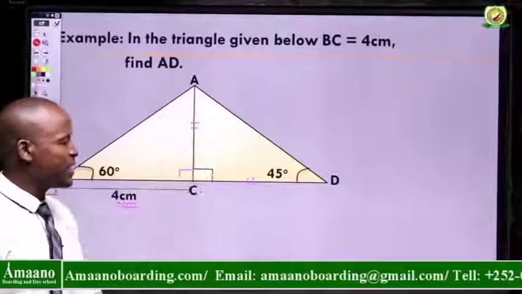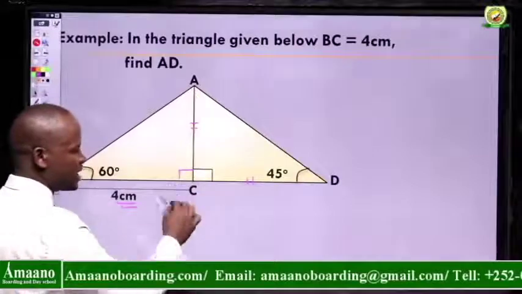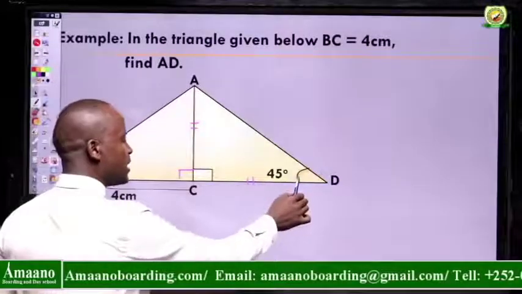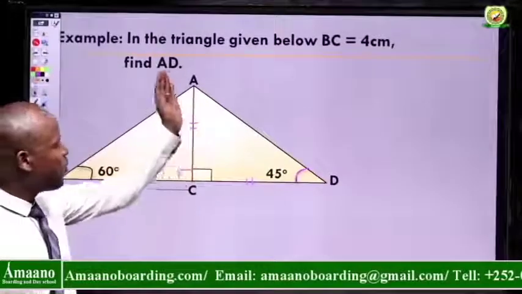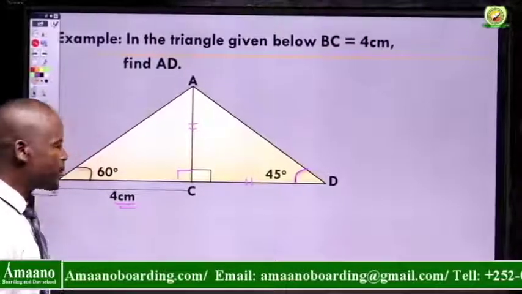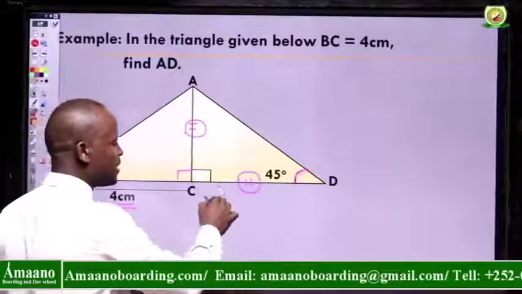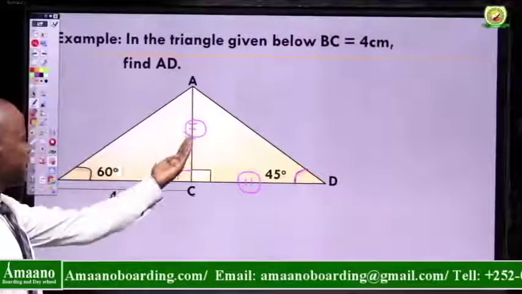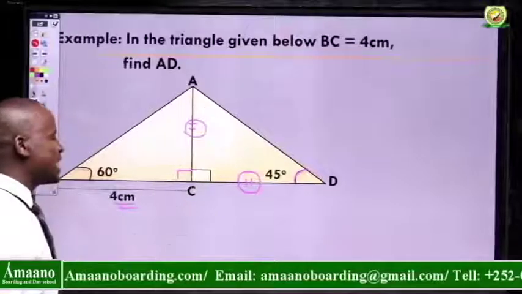Now as you can see here, CD is not given, AC is not given, and we are asked to find AD. The only given thing is angle D, which is 45 degrees. So to find the side length AD, at least one of these sides should be given, either AC or DC. But using the information given for this other triangle, we can find the length of side AC.